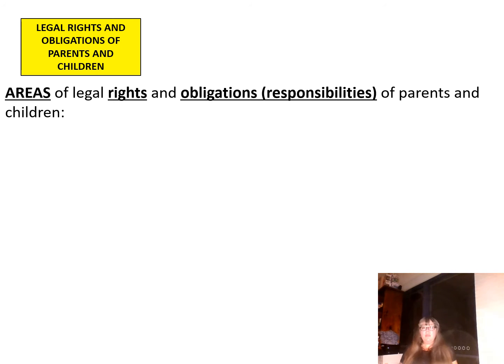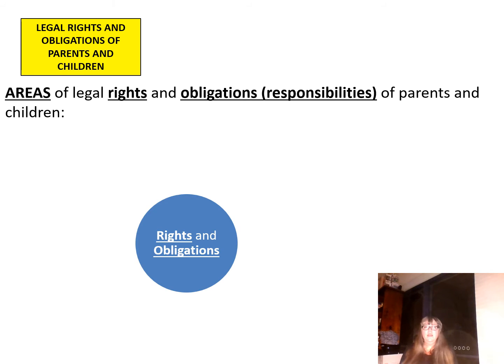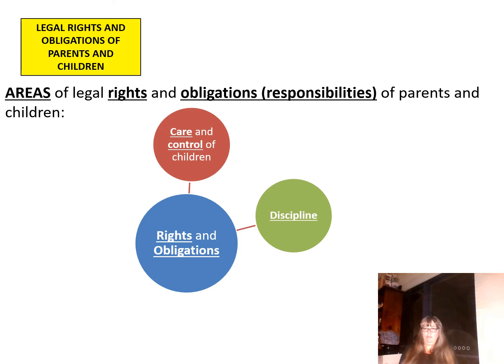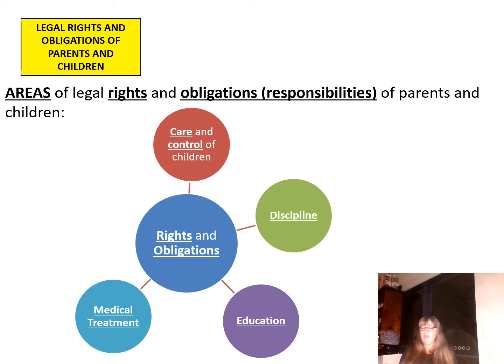Areas of legal rights and obligations, that is, responsibilities of parents and children, are care and control of children. I'll go into all of these in a little bit more detail in a moment. Think what you like for the moment, what control of children is. Discipline might have something to do with control. Education, medical treatment, and autonomy of children. Autonomy, if you remember, is a term we have come across before. If somebody has autonomy, it means that they have some rights to make some decisions for themselves.